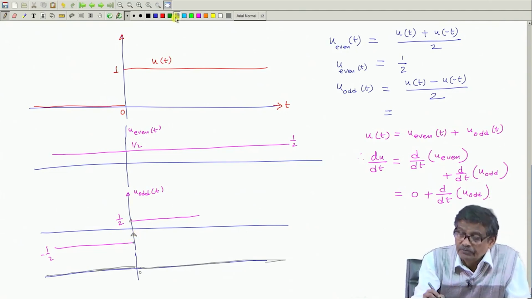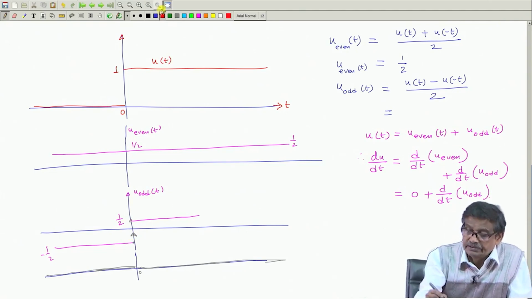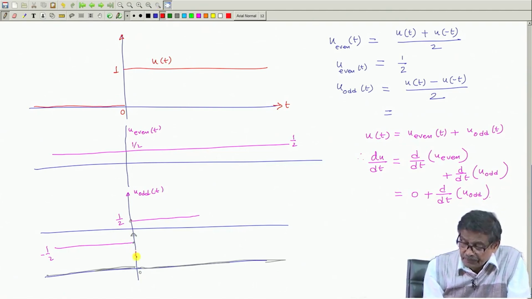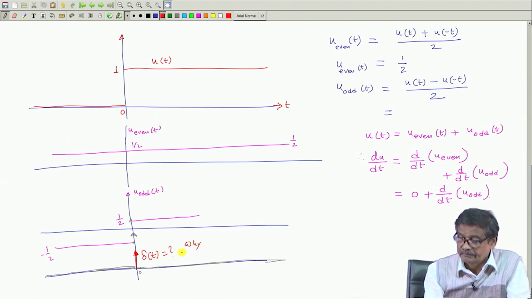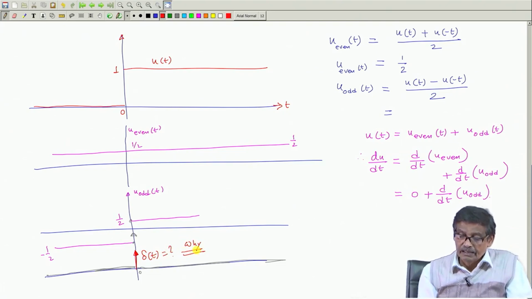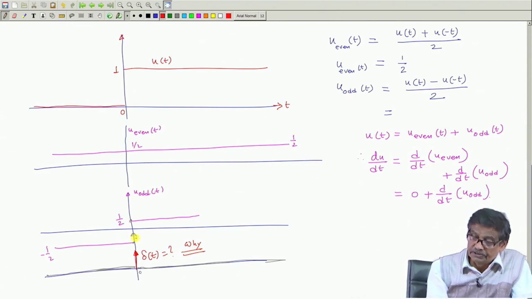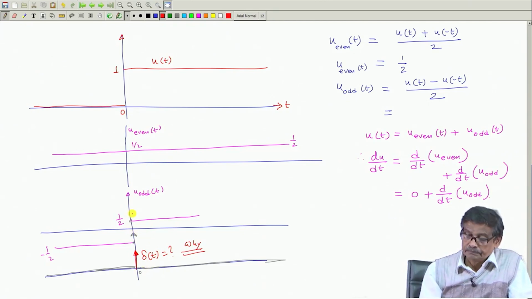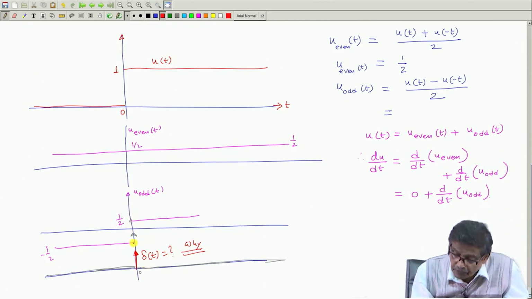I am telling you, first I will tell the result, then establish it: this derivative will be an impulse here, a unit impulse. Why? Got the point? The derivative of this function will be a unit impulse, because the change has taken place from minus half to plus half in no time.